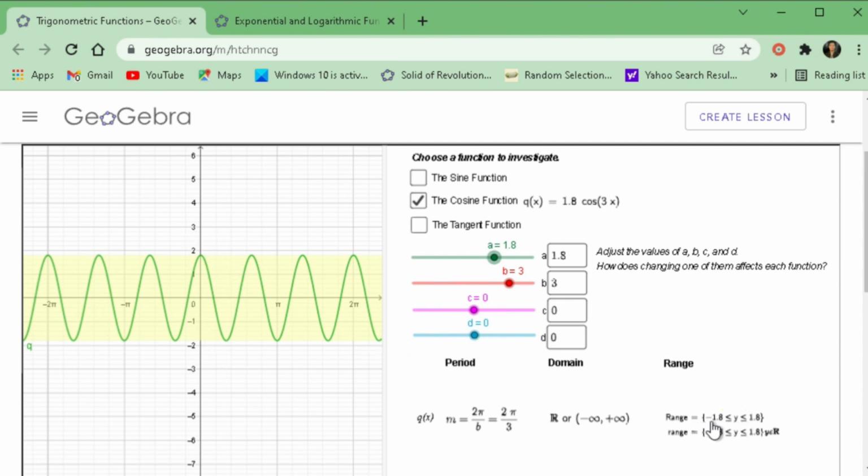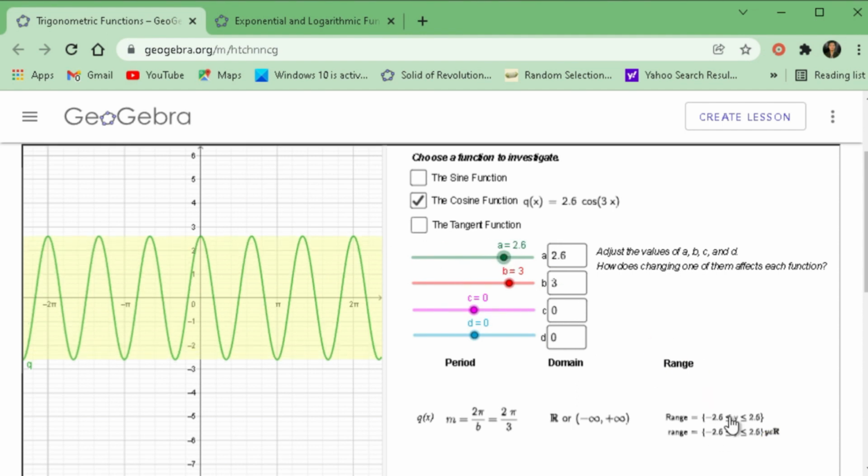So we can write our range like this para hindi na mahirap. Less than or equal to the positive value of the amplitude and then negative value of the amplitude. If I make it 2.6, ganun din lang. The range is the set of all y such that y is less than or equal to 2.6 but greater than or equal to negative 2.6.